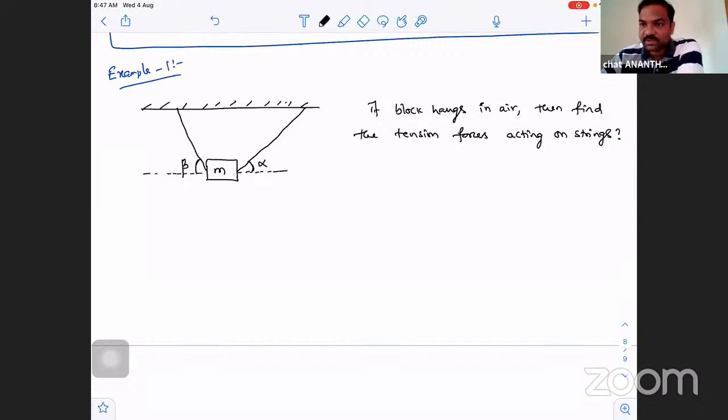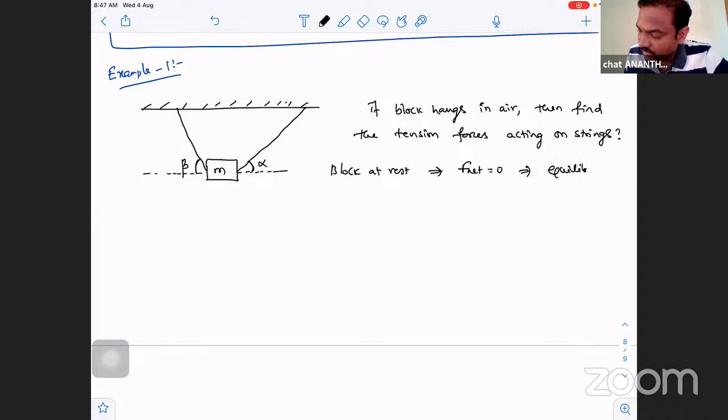So this is what I told you. For this one, I have given the free body diagram. First, the object is in the air, which means the object is at rest. When the object is at rest, we can say that the object is in equilibrium. When we say the object is in equilibrium, net force is 0. Now the block is at rest, so that implies the net force acting on the block is 0. That implies the object is in equilibrium. Okay, net force will be 0.